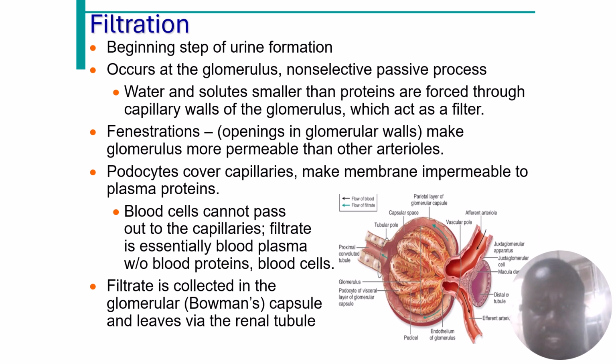This filtrate, what is produced after filtration of blood, is called the filtrate, not urine, but the filtrate, and this collects in the space between the Bowman's capsule and the glomerulus, which is called the Bowman's space.